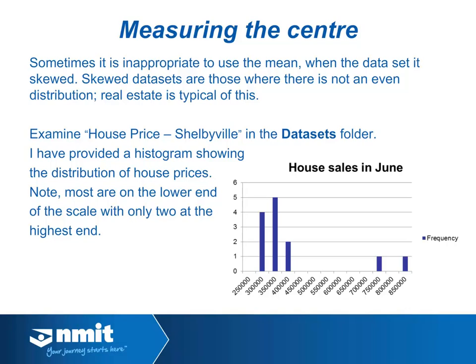And a classic example of this is in real estate house prices. Often in suburbs you get a lot of houses which are sold at around the same price, and then you might get some really expensive ones at the top of the scale which may have more real estate, more land, or they may be on a particular good street.